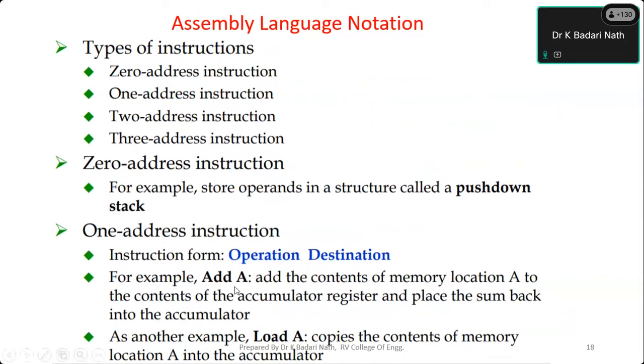When I say add A, what does it mean? I'm adding the contents of the accumulator by default. We don't explicitly specify it; by default it is taken, and then the contents of A will be added. Whatever answer you get will be stored back into the AX register. So when you say add A, it is the contents of the accumulator plus the contents of memory location A, and whatever answer you get is stored back into the accumulator. So in the case of a single address instruction, the accumulator holds one of the operands, and also holds the result of the program.